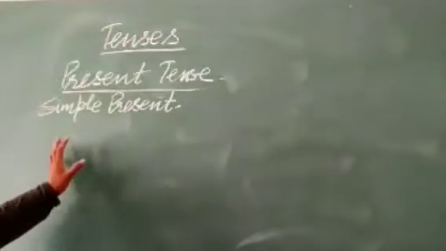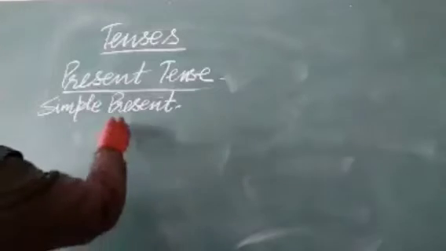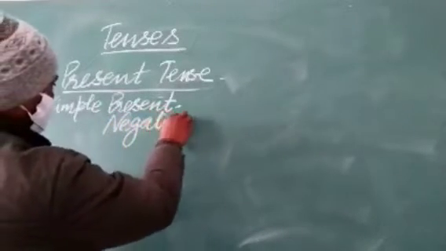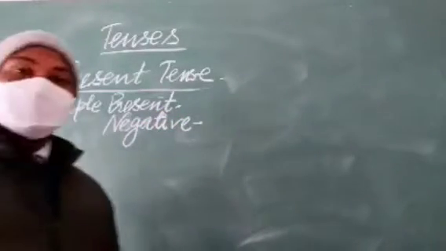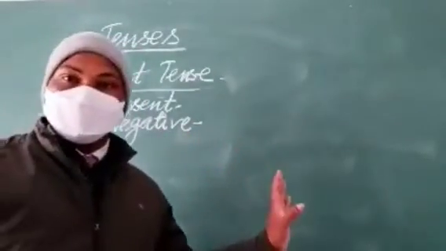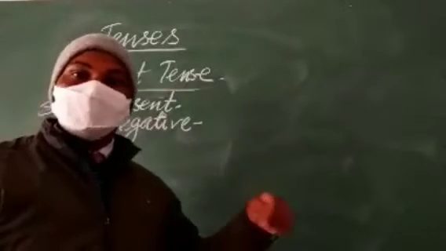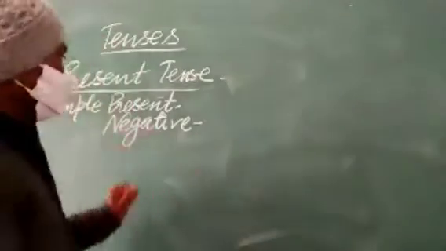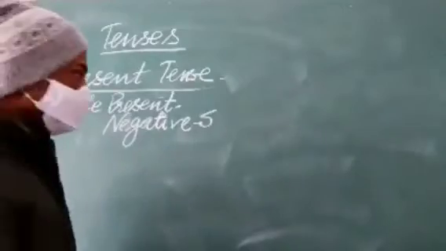Now I am going to tell you the second part of simple present tense, that is negative. In negative, you have to remember it. The first thing that we require is the rule, the format, how you are going to recognize. So, first of all, the first thing is our subject.